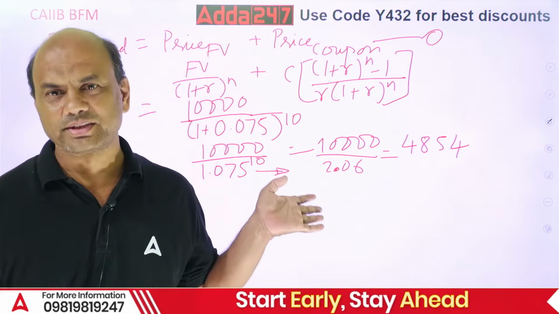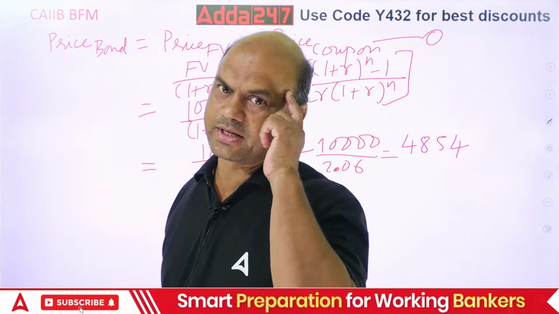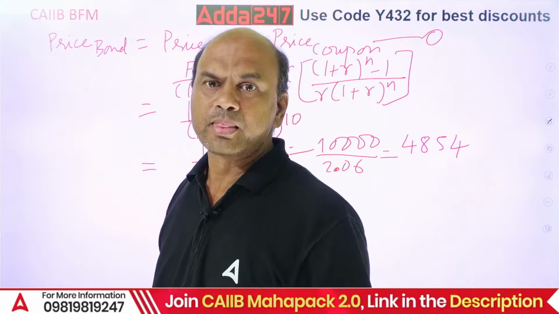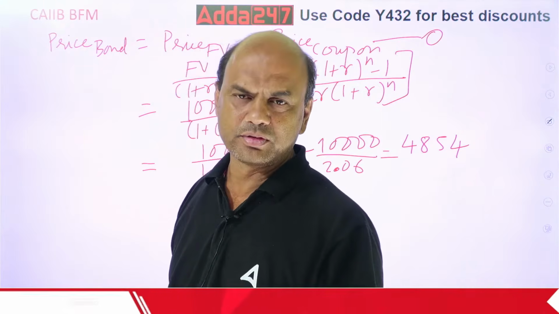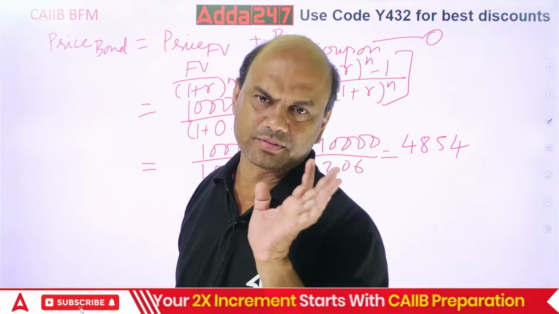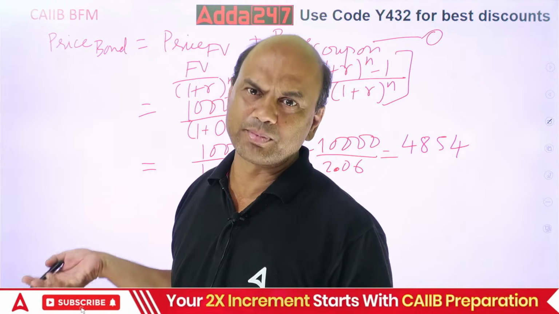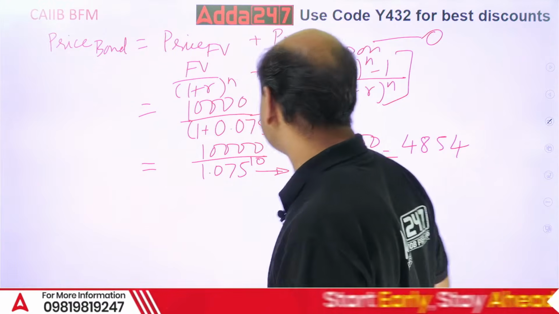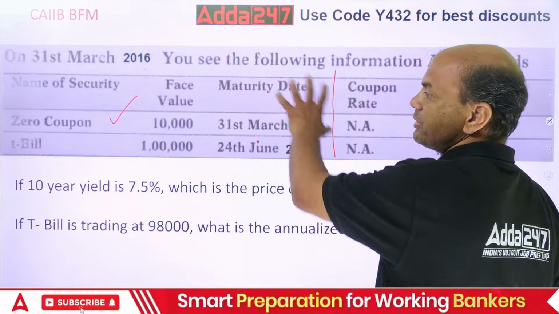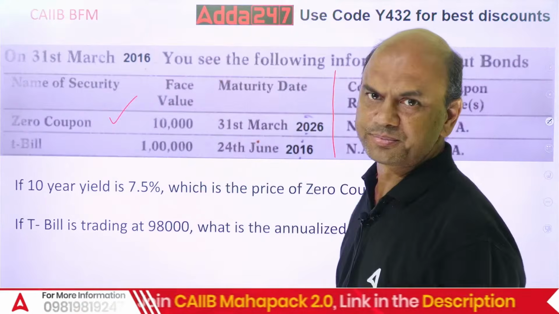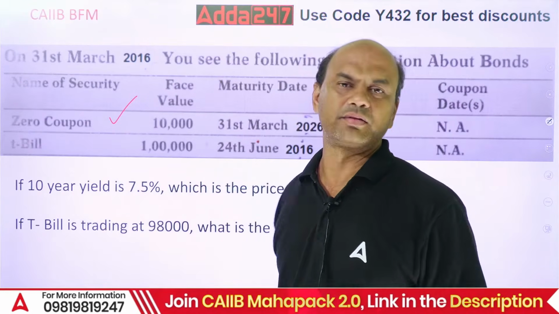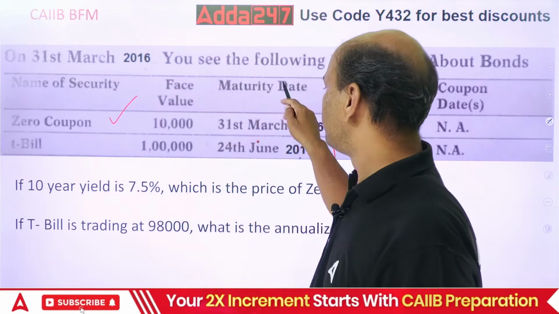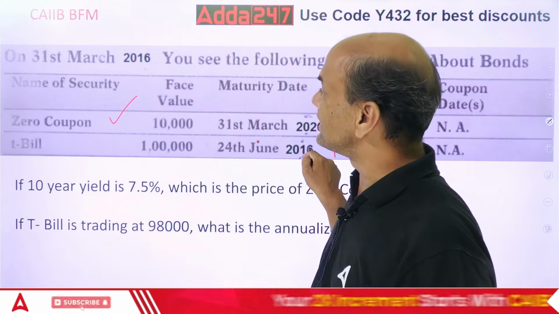So simple, isn't it? You only must get this trick: the present value of any bond is equal to the present value of the face value plus the present value of the coupon. Now a zero coupon bond means the coupon is zero, so only the face value now. This will be a 5 marks case study if it comes. Now the second one, T-bill. Solve this for the T-bill. Face value is 1 lakh. Maturity is 24 June 2016. Now look at this.